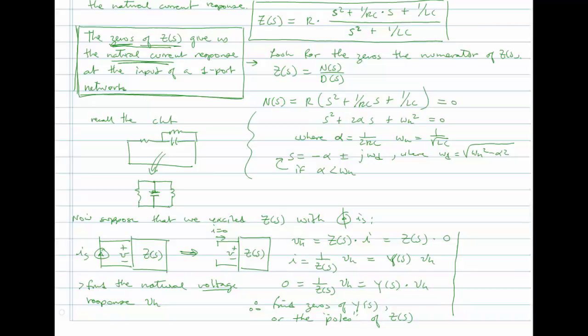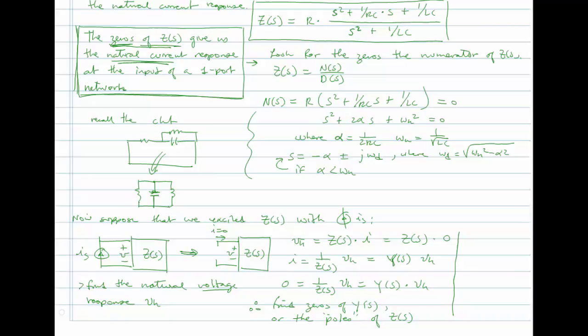But whatever that voltage is, it has to satisfy impedance times current. Just like voltage has to satisfy R times current for a resistor, in this case it has to satisfy Z times I. But because I is equal to 0, the only way that you could have a non-zero voltage would be if Z were infinite, right? Or the admittance would be 0.